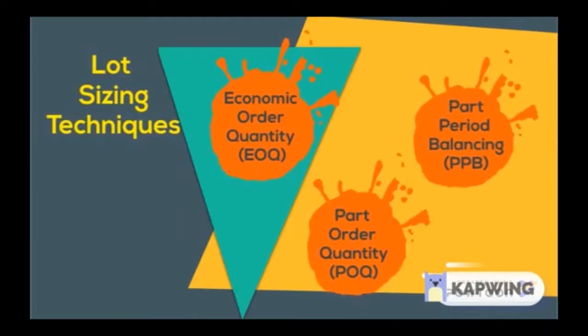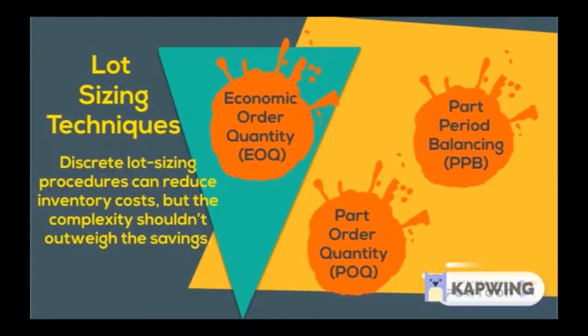Now that we understand these methods, EOQ, POQ, and PBB, we must remember that discrete lot sizing procedures can reduce inventory costs, but the complexity shouldn't outweigh the savings.